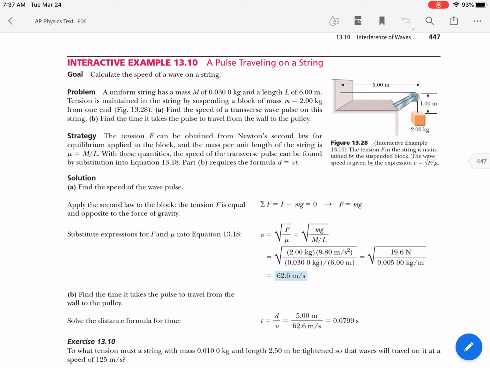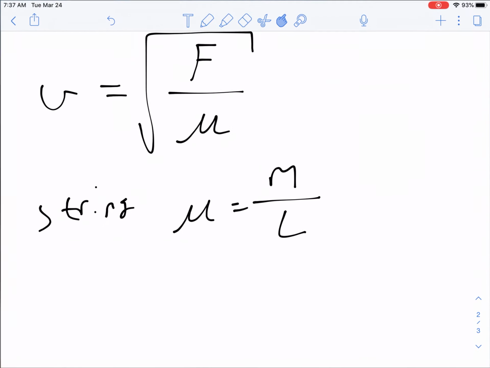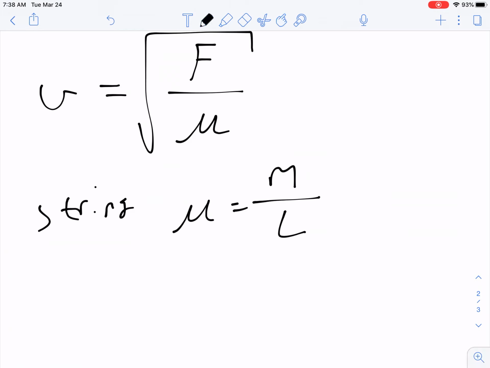The problem says a uniform string has a mass of 0.03 kilograms and a length of 6 meters. That mass and that length can be combined to give you mu. They say find the speed of a transverse wave pulse in that string. Okay? Well, the velocity is going to be the square root of the force divided by the mass per unit length. Mu is the mass per unit length. They told you the 0.03 kilograms and the 6 meters.